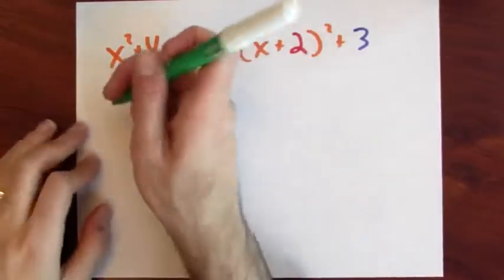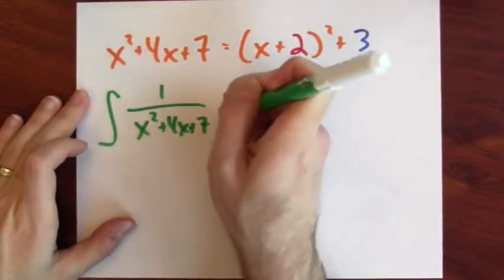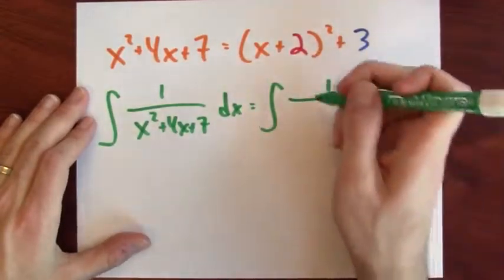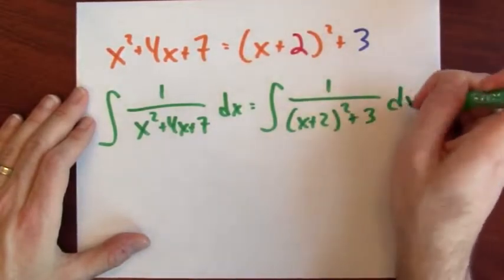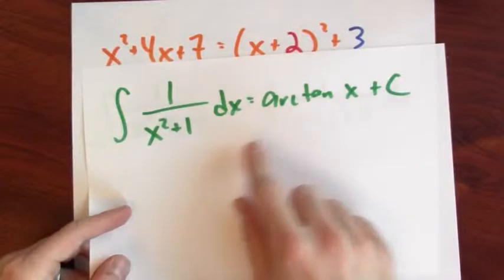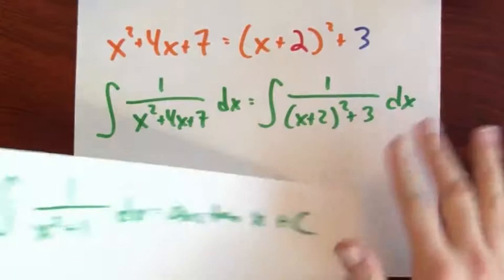Now I'll use that fact in the integration problem. The original integral is 1 over x squared plus 4x plus 7, and instead of doing that integral, I can do the integral of 1 over this equivalent thing, x plus 2 squared plus 3 dx. That still doesn't exactly look like the antiderivative problem that resulted in arctan. Remember, the antiderivative here that gave us arctan x has a plus 1, but the thing we're looking at here has a plus 3. So I can fix that.